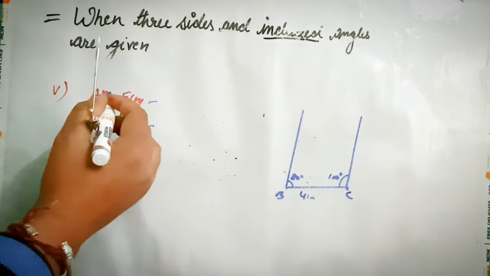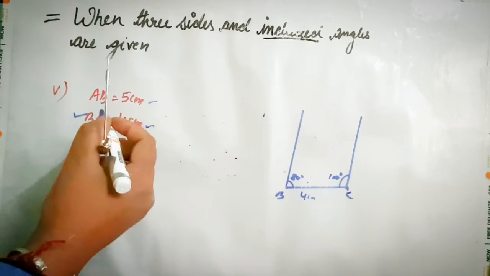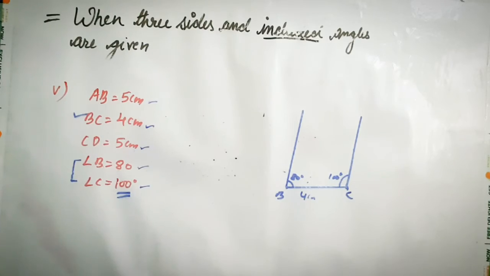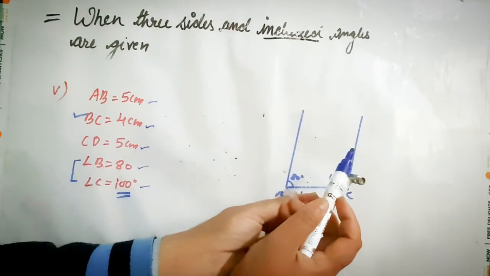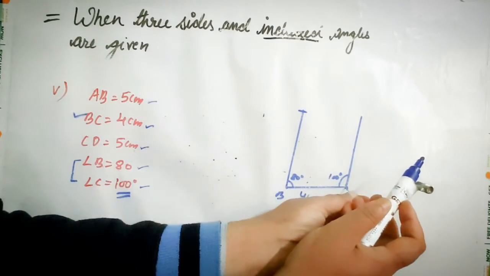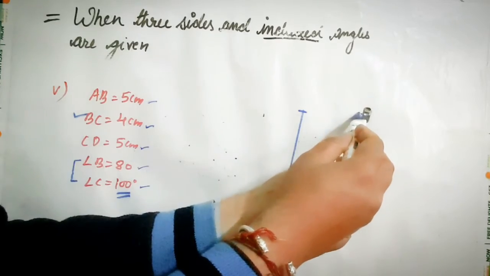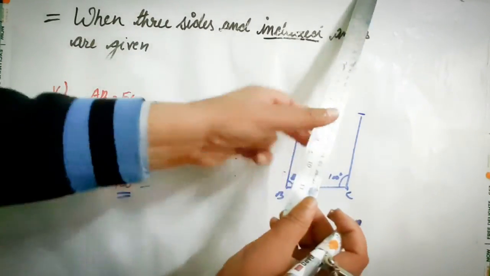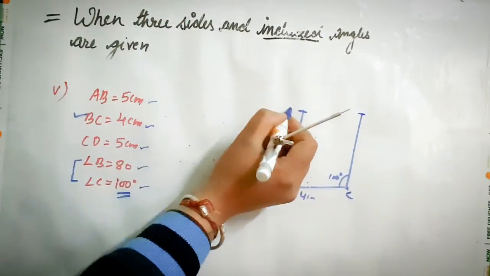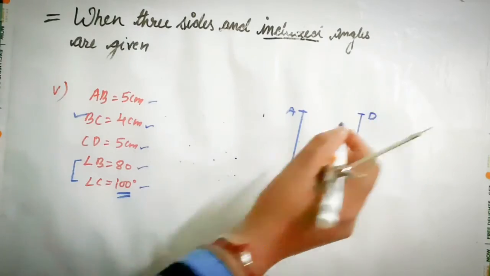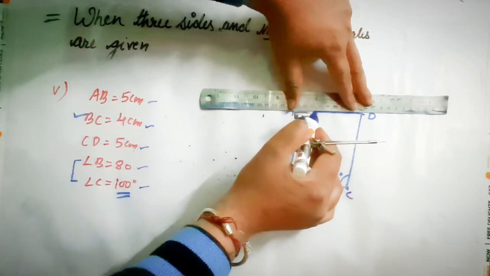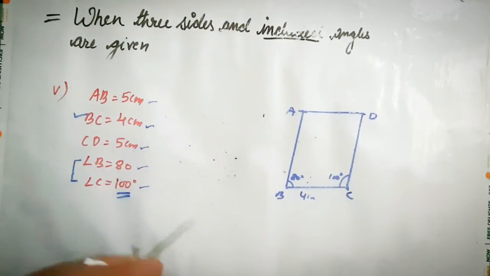Now AB and CD both are given equal to 5 centimeters. So open your compass equal to 5 centimeters. Then first of all, place on B and mark point A. Then place on C and mark point D. Let me increase it a little. Then this is point A and this is point D. Join A with D, and ABCD is your required quadrilateral.